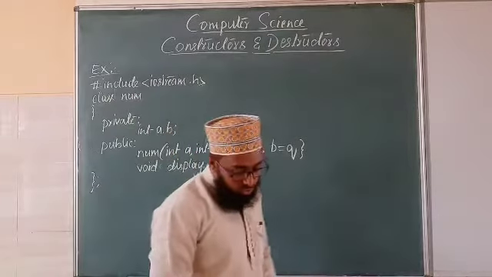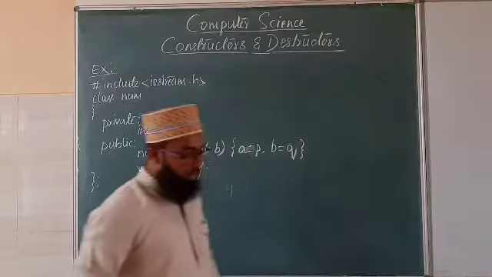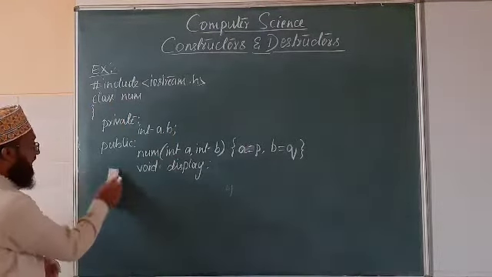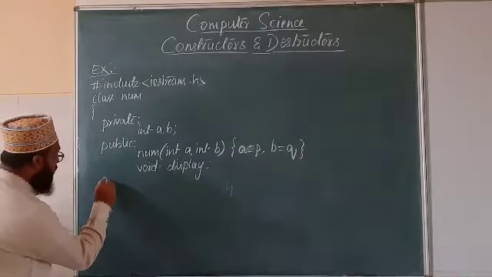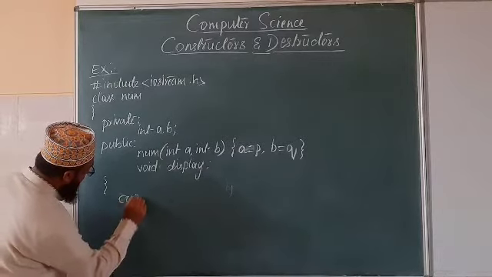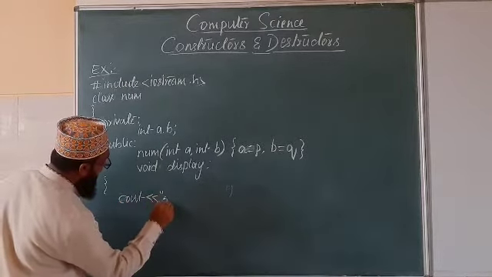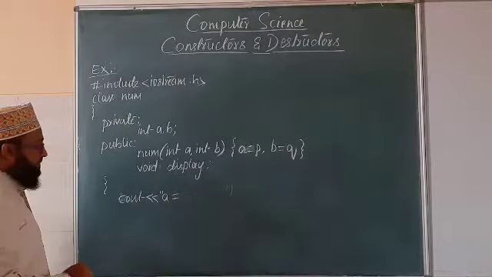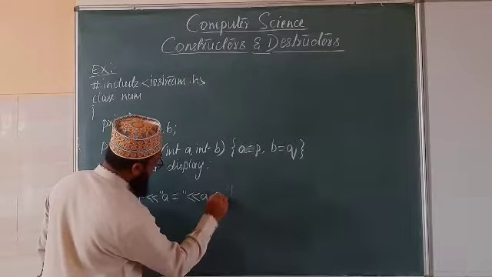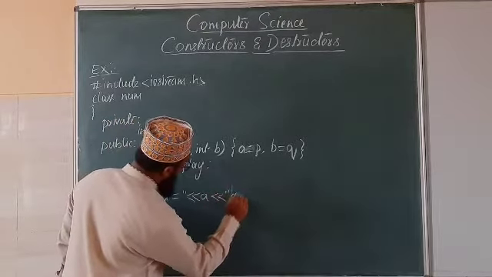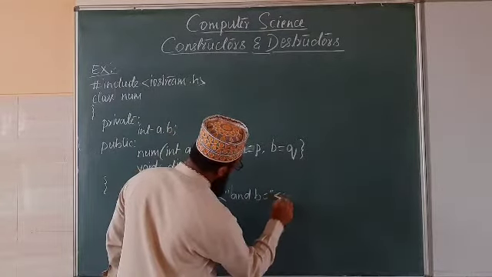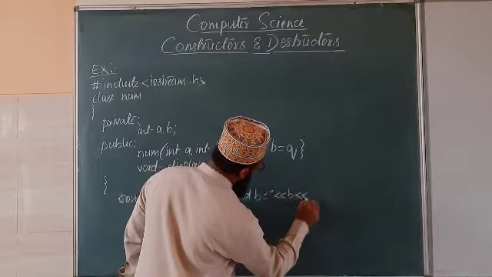After that, we need to start. No need to close the class here. We need to give one statement here, that is the output statement. For the output statement, it is cout. Then A equals A, and B equals B, then endl.